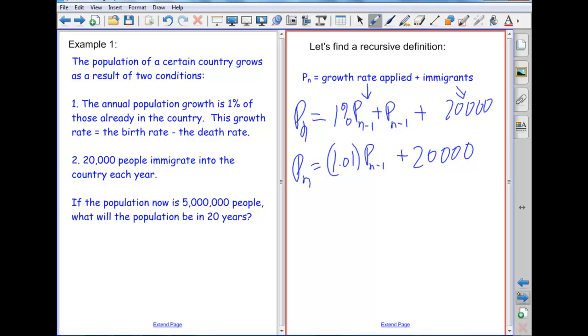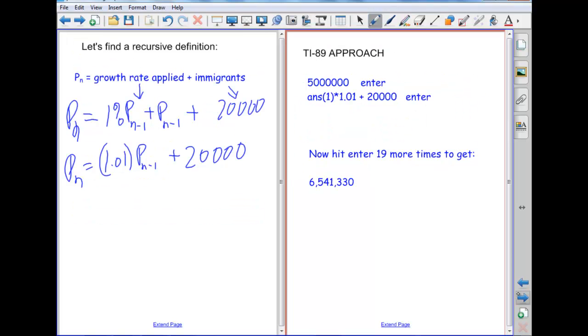Okay. So now, how best to put this into your calculator? Here's the TI-89 approach. Take 5 million, hit enter, and then do answer 1 times. If you can't find answer 1, did you find out where it is on the calculator? It's above the subtraction key. You can just start typing times, it'll show it for you. There you go. Times 1.01 plus 20,000, hit enter. And do that 19 more times and make sure you get to this 6,541,000. Okay? To test you. Oh, no, it's on the side too. You could get messed up with that, yes.